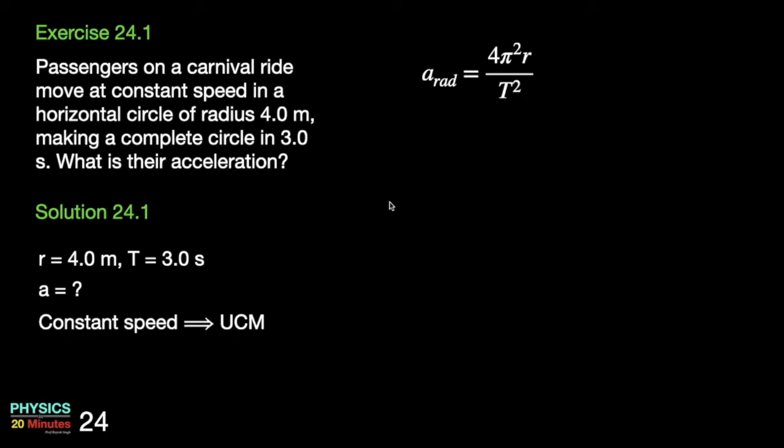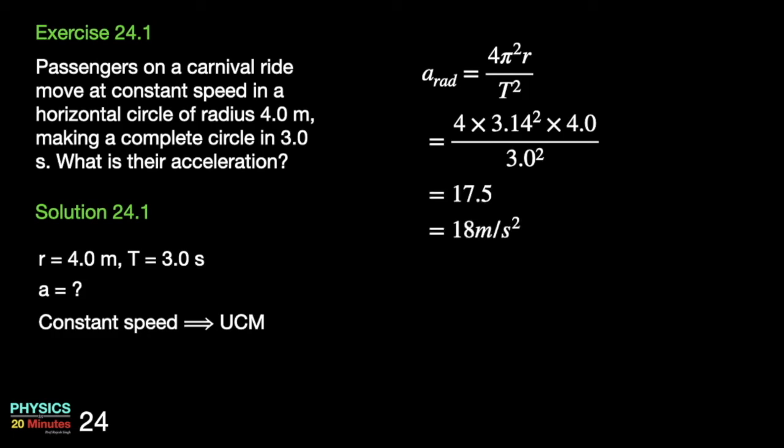The data is given. Radius is 4 meters, time is 3 seconds. We have to determine acceleration. Since the speed is constant, it's a uniform circular motion. Therefore, the only acceleration that will work is the radial acceleration. Radial acceleration in terms of time period is given by 4 pi square r by T square. So we can put the values in this and get our answer.